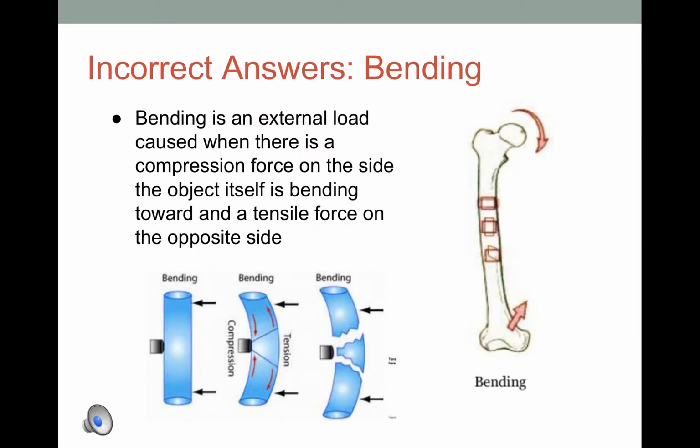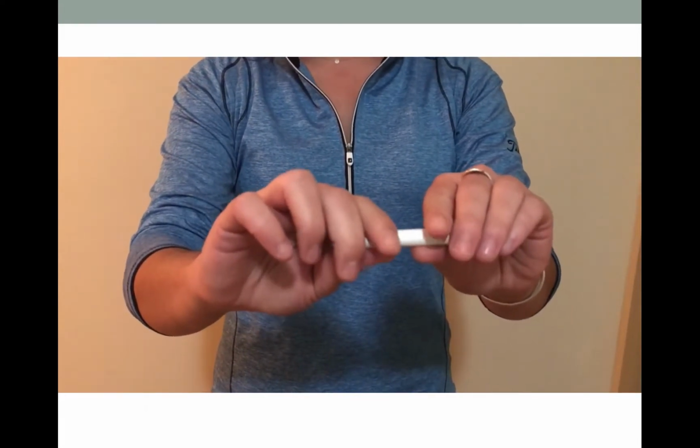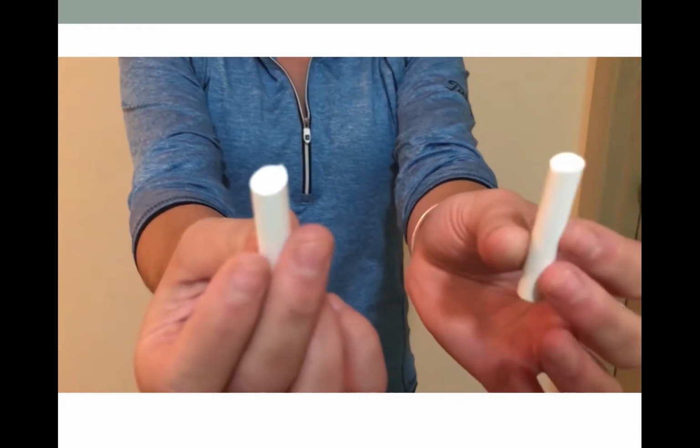Bending is an incorrect answer because it is an external loading caused when there is a compression force on the side the object itself is bending toward and a tensile force on the opposite side. This is an example of a bending load. You can see that there's no spiral fracture.